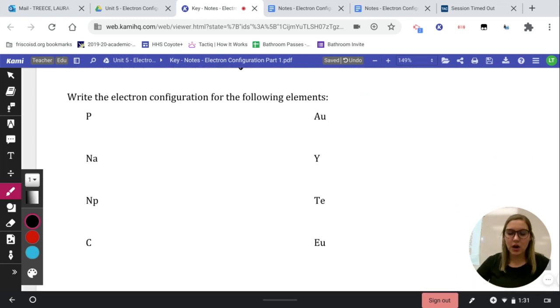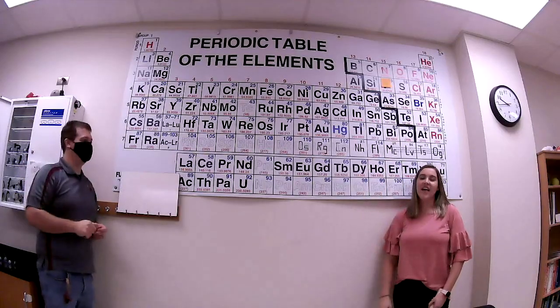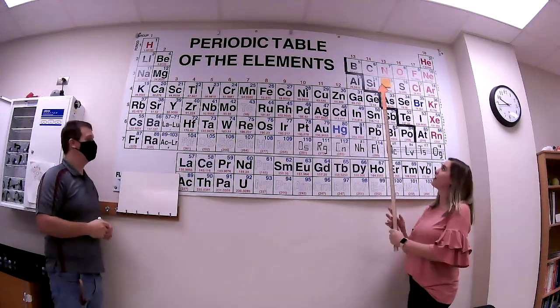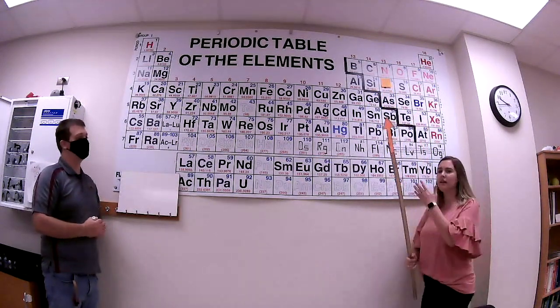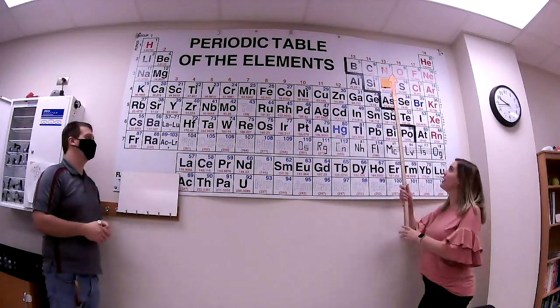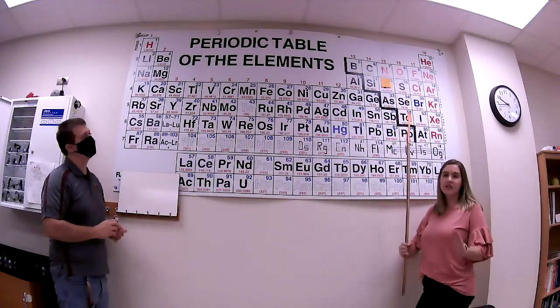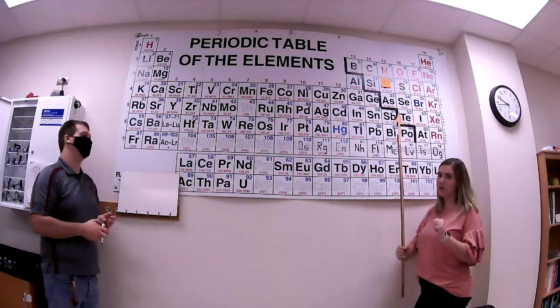We are going to start by writing the electron configuration for phosphorus. Okay, and I'm going to use my large periodic table to show you guys what I'm doing. So follow along as we are talking through that. Hi guys! So this is our first practice problem, and we are trying to write the configuration for phosphorus. I've marked it there with that lovely orange post-it note so you can find it. It's number 15.